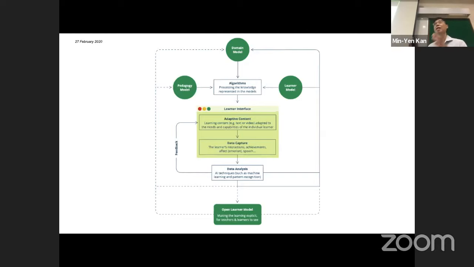So there's an inner cycle, which is the ITS doing its computation, automated instruction. The outer cycle is where I think learning analytics comes in. You collect data on how these ITS perform in teaching students and use that learning analytics to improve the ITS after all these tutoring sessions.